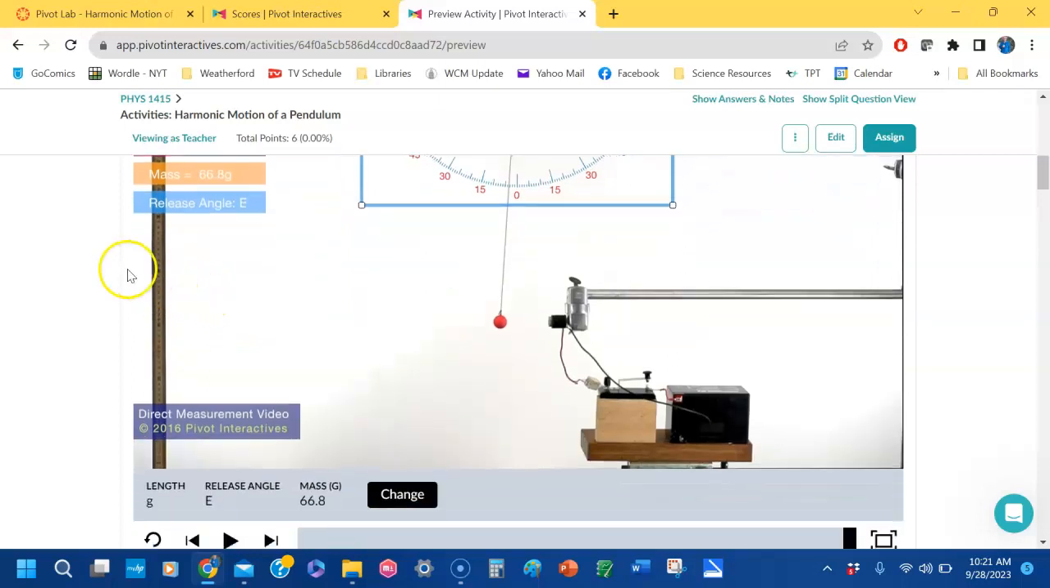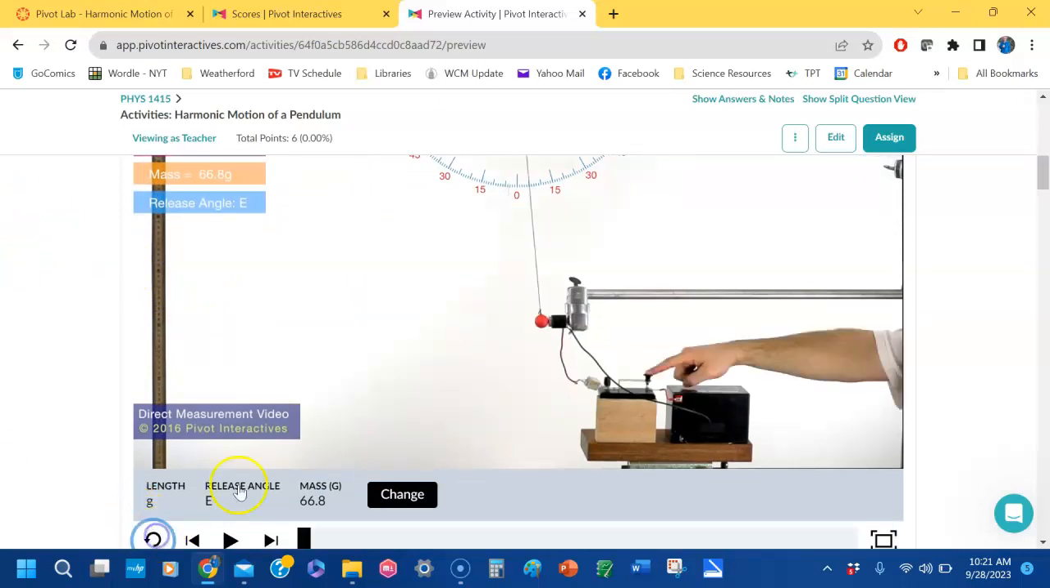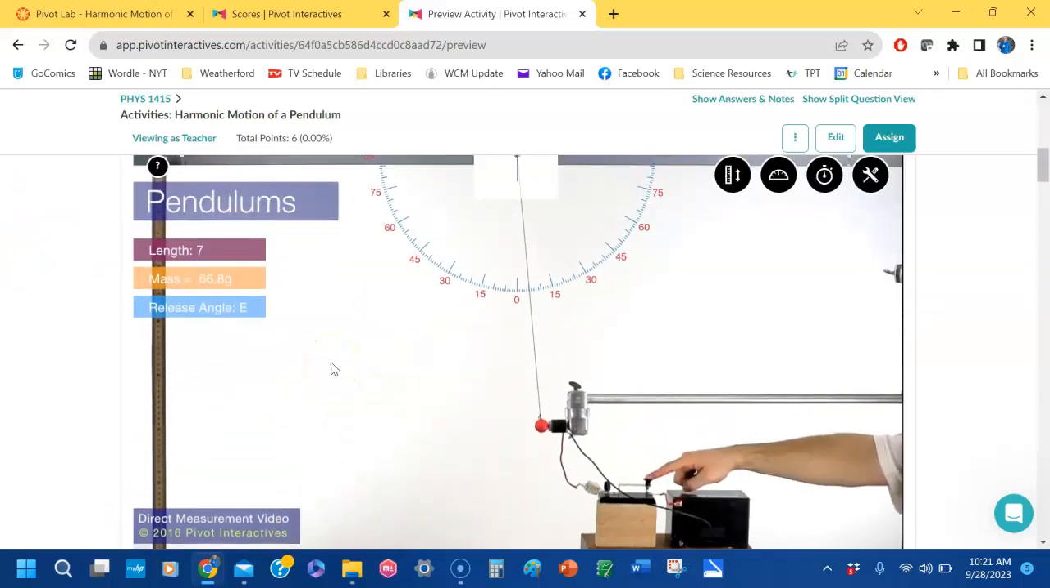Okay, so if I started this over again, down here at the bottom, my release angle for this one would be, it looks like, 5 degrees. But we're not doing the release angle, so we're not going to worry about that right now. In fact, I may just leave it there. That's okay. We're mostly worried right now about the time, because the mass has been set. We don't have to worry about it.